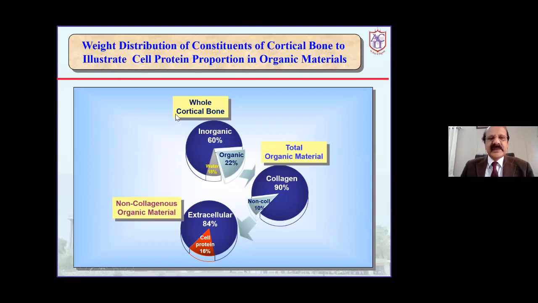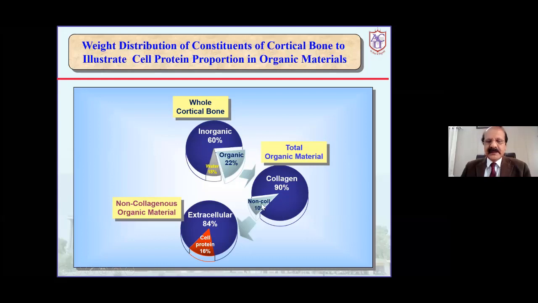In this view graph, I'm going to show you the weight distribution of constituents of cortical bone to illustrate the cell proteins proportion in organic materials. If you take the whole cortical bone, you have about 60% inorganic composition, that is calcium phosphate. And we have water about 18%. But in hydroxyapatite, what is missing is this 22% organic. And what is this 22% organic made up of? If you expand this to 100%, you have about 90% collagen and about 10% non-collagen material.